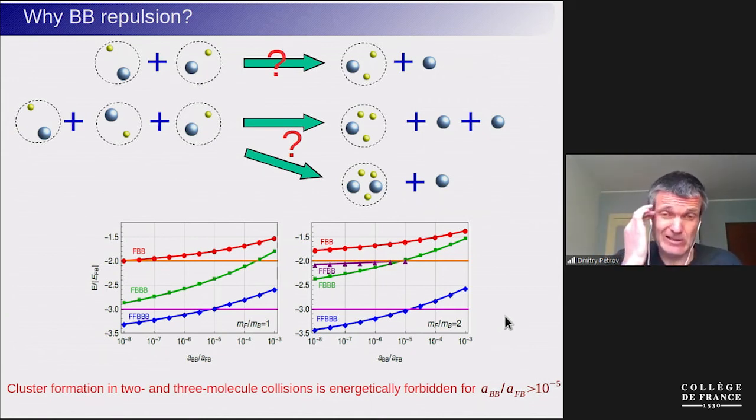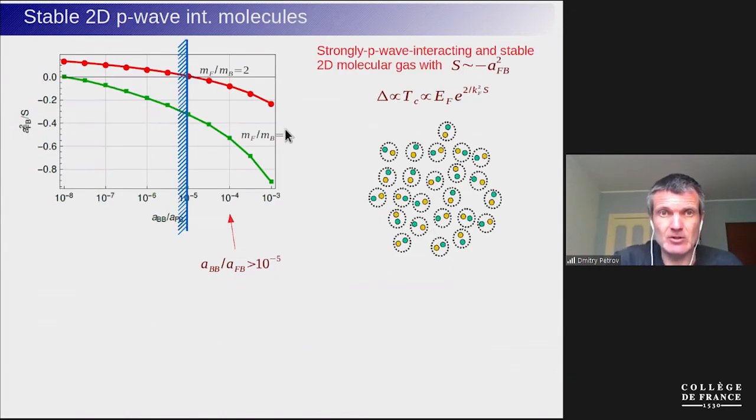So where do we stand now? At least for three dimers, everything is elastic if the ratio of Bose-Bose to Fermi-Bose interaction is 10 to the -5. So in this plot we are on the right side. And now we can dream about some many-body applications.